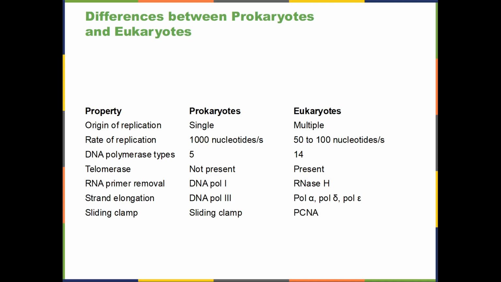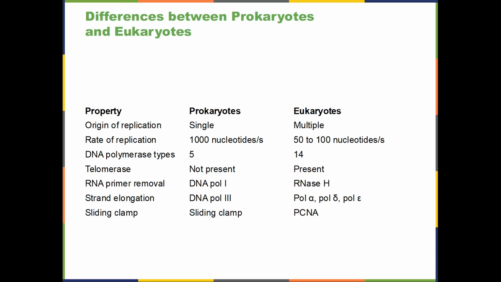Eukaryotes are extremely, extremely finicky with their DNA. Eukaryotes do not survive well if they have any sort of mutation. This is where we have many disorders and cancers. All right. Telomerase is not present in prokaryotes. It is present in eukaryotes. We'll see what telomerase is a little bit later.